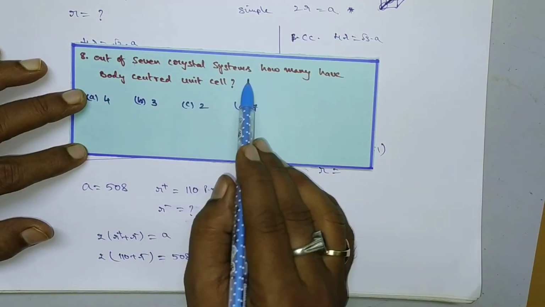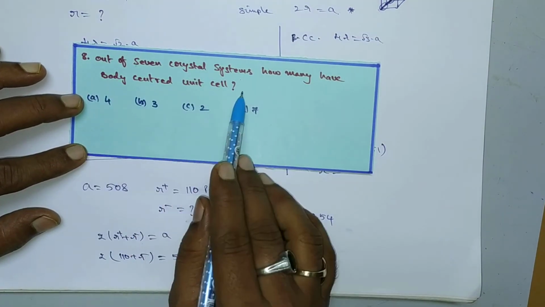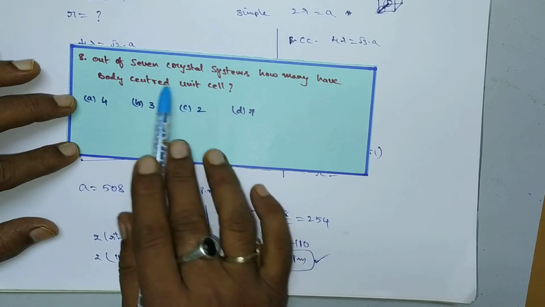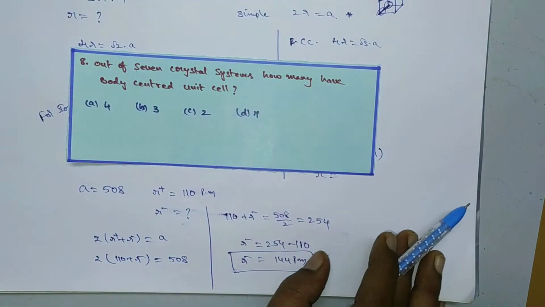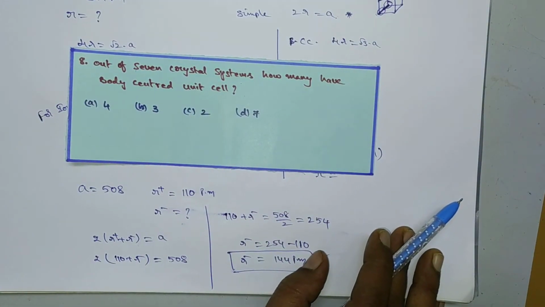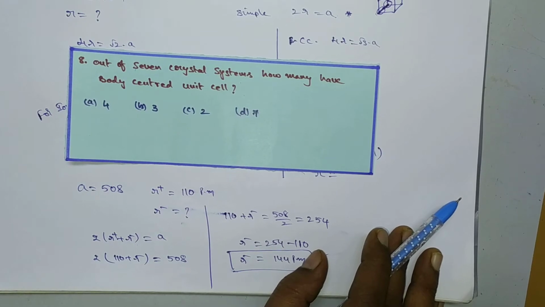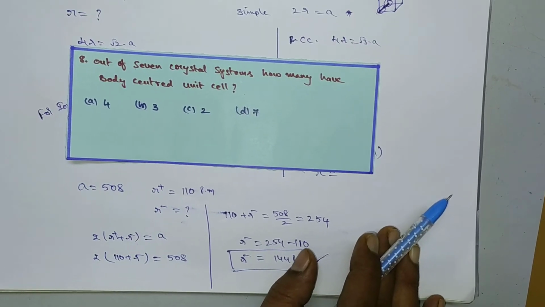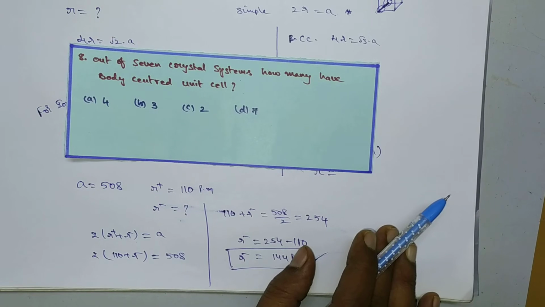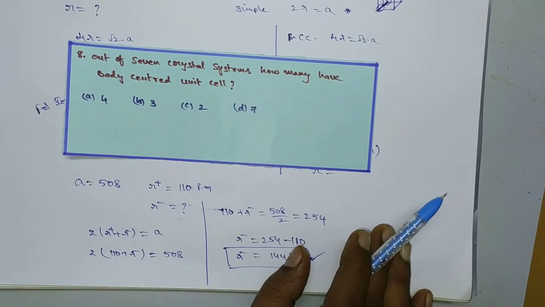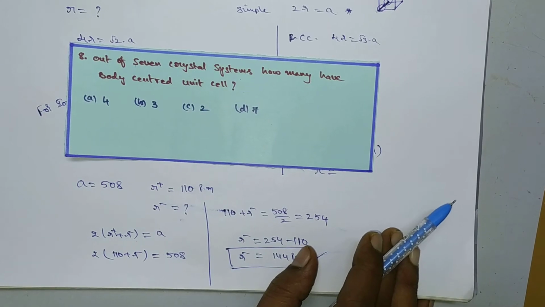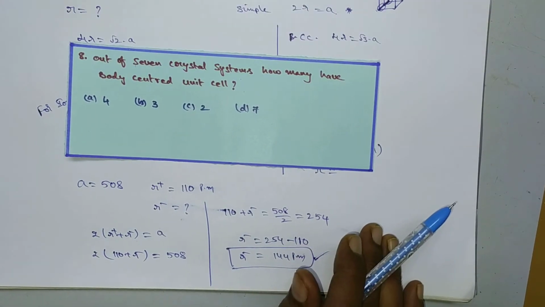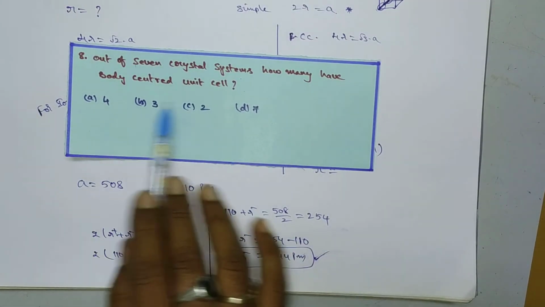So out of the 7 crystal systems, how many have body centered unit cell? So here there are 7 types of crystal systems. Those 7 types of crystal systems are arranged in 14 different ways. So here I gave you a small trick in the previous video. I explained about the small trick to remember the 7 types of crystal systems, how they are arranged in 14 different ways. So I will give you the link in the description. So by knowing the trick, you can easily solve any type of this problem.